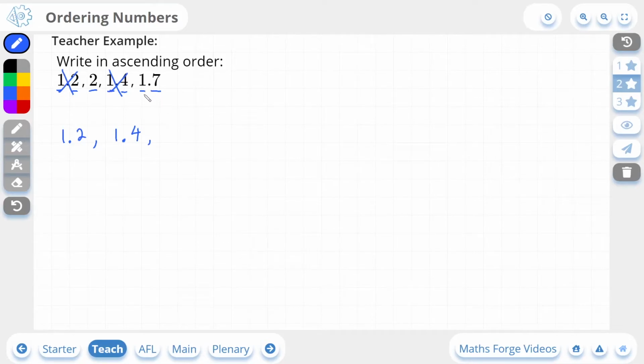And finally, we have 1.7 and 2. We've already determined that 2 is the largest number. So I'm going to go ahead and write 1.7 as the next smallest number.